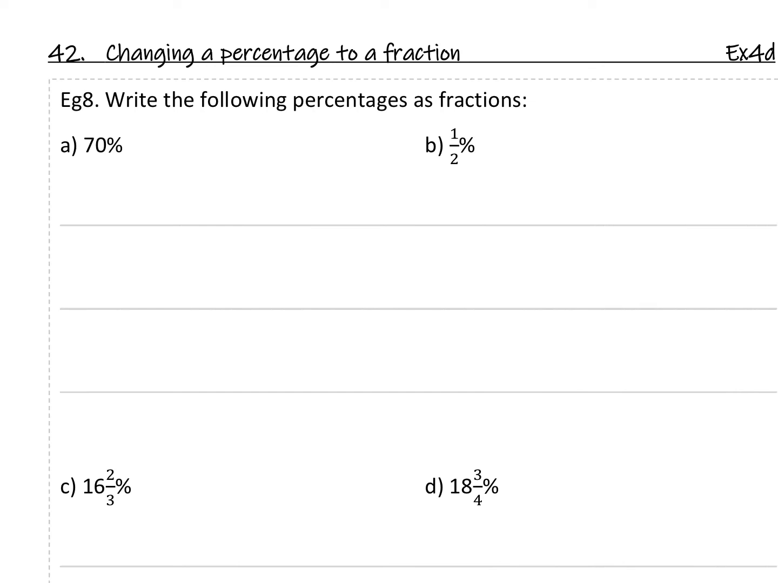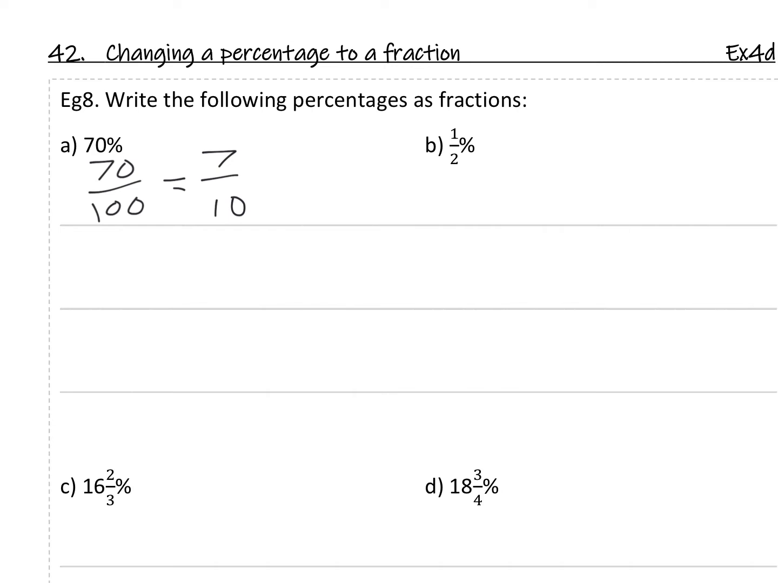Changing a percentage to a fraction. Pause the video and have a go at example 8. In example 8, we have to write the following percentages as fractions. So, first one, 70%. Percent means out of 100, so 70% means 70 out of 100. And we can cancel down, we can divide through by 10 to get 7/10.